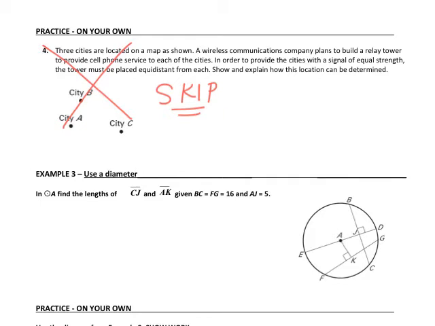In circle A, find the lengths of CJ. Okay, so we have to find the length of CJ, which isn't a chord, it's not a diameter, it's not anything special, but we need to find that segment length. And then we also need to find the length of segment AK.